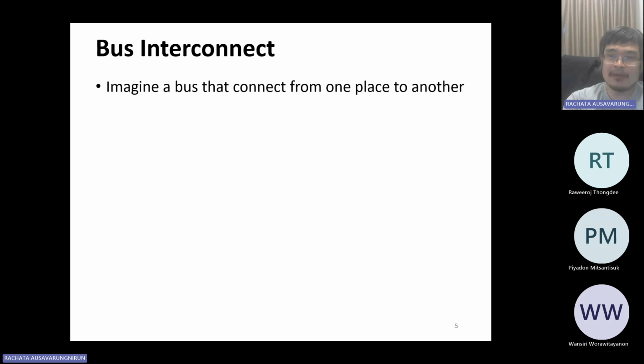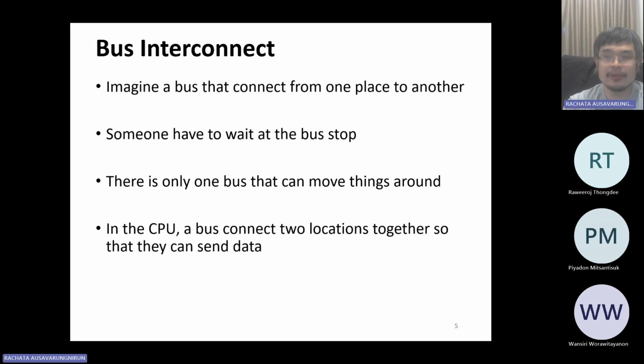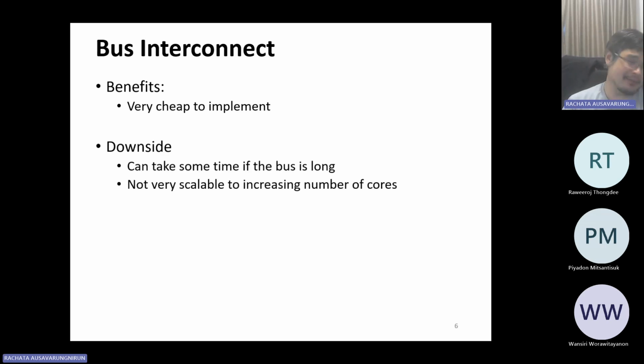Traditionally, as I said, imagine a bus that connects one place to another. If I have to use the bus, I have to wait at the bus stop, and there's only one car that can only fit one person. That is a bus. In the CPU, it connects 2 locations together or more, basically connecting multiple locations together. But you have to queue up to use the bus, right? So that's the downside. The benefit is it's really cheap to implement a simple bus. The downside is it takes time if the bus is long, right? It's not super scalable. If I have more people to use the bus, it will be stuck because I cannot really use the bus.